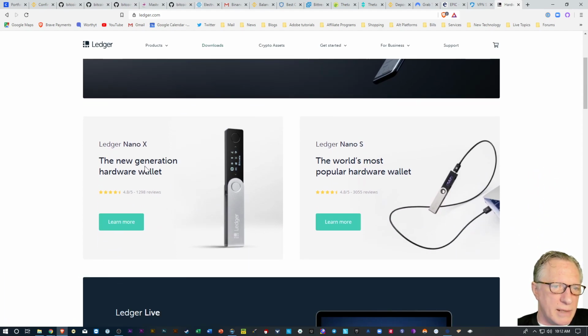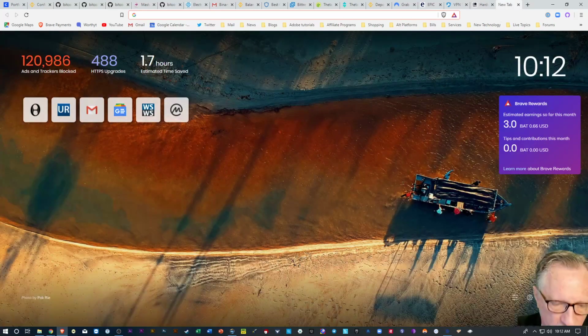I would recommend it. If you're a little short on cash, then the Ledger Nano S is cheaper, but the Ledger Nano X has a bigger screen and holds more apps. I mean, it's a no-brainer. If you want a good cryptocurrency hardware wallet, Ledger Nano X is the way to go. That's my advice. But there are other ones.